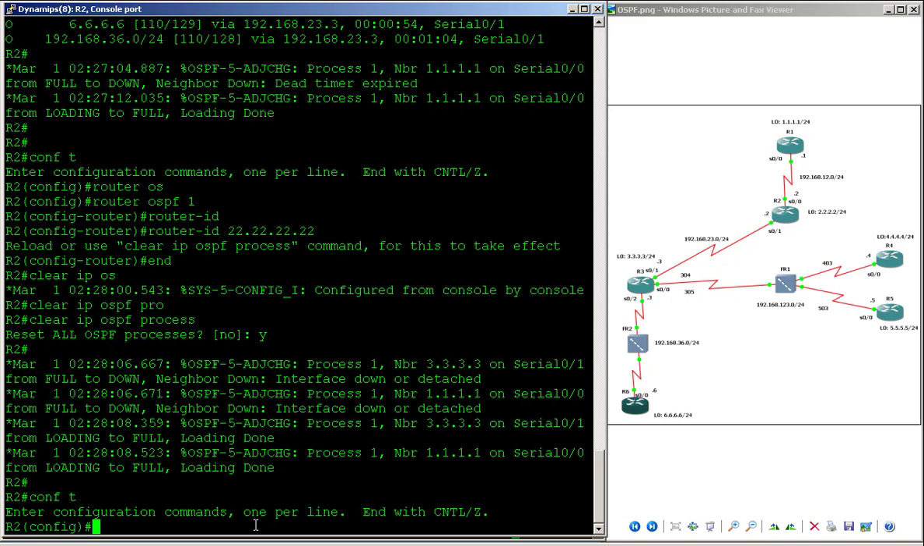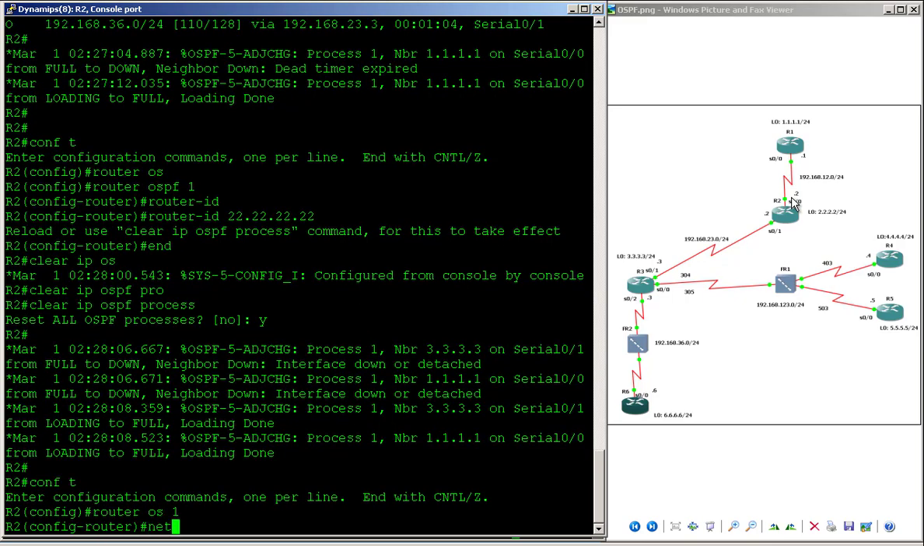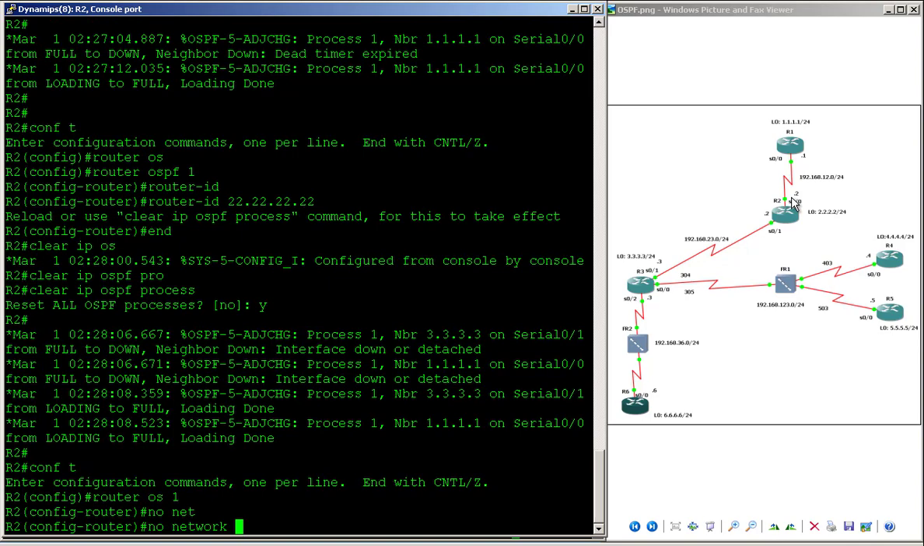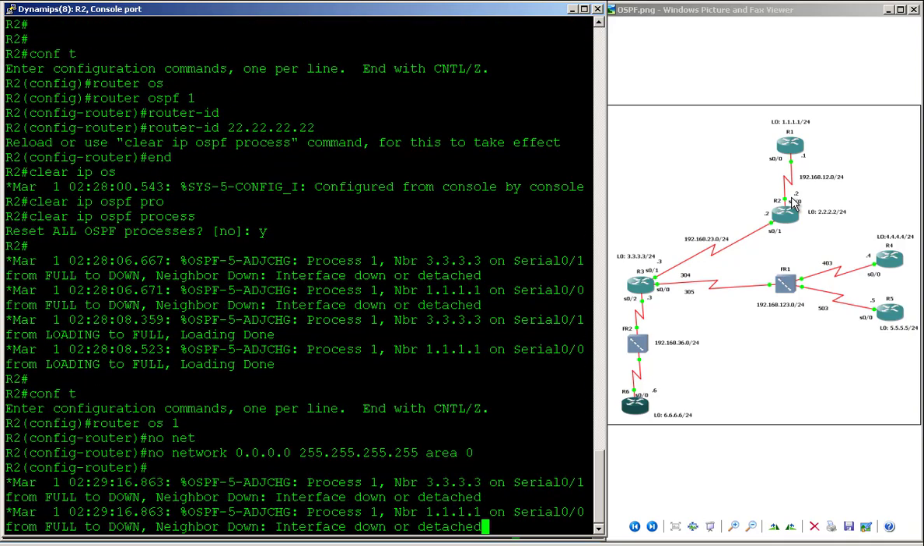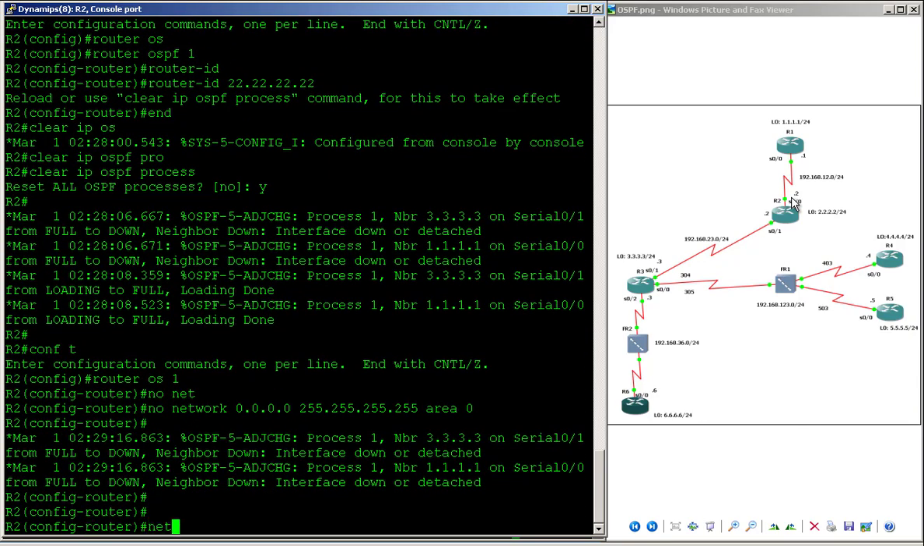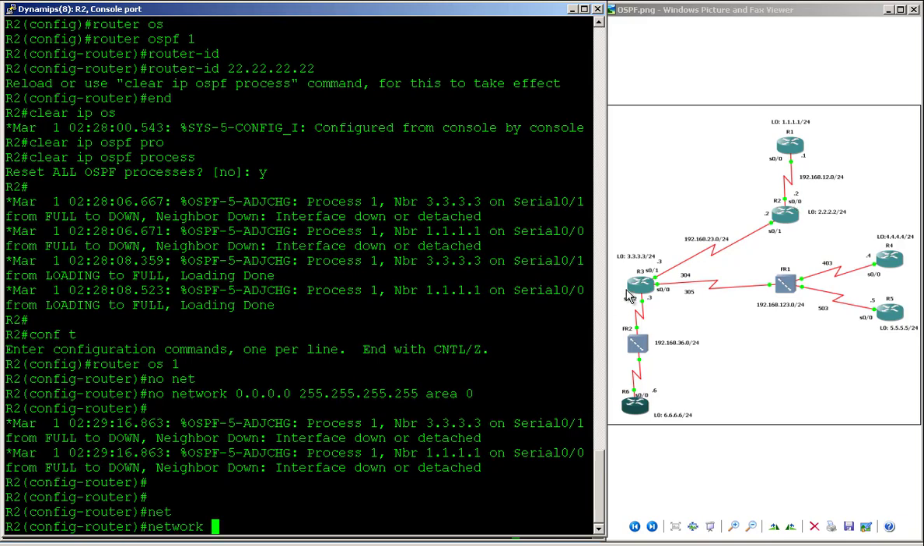No, on R2 I will take out, because we have to take out this serial interface. So what I would do is I would say router OSPF 1, no network 0.0.0.0, and I will say here network. I will populate this network and this loopback to area 0, and then this 0.0.0.0 over to area 1.